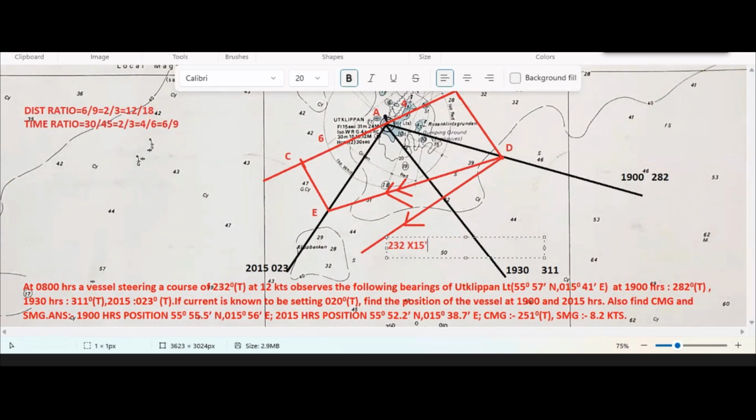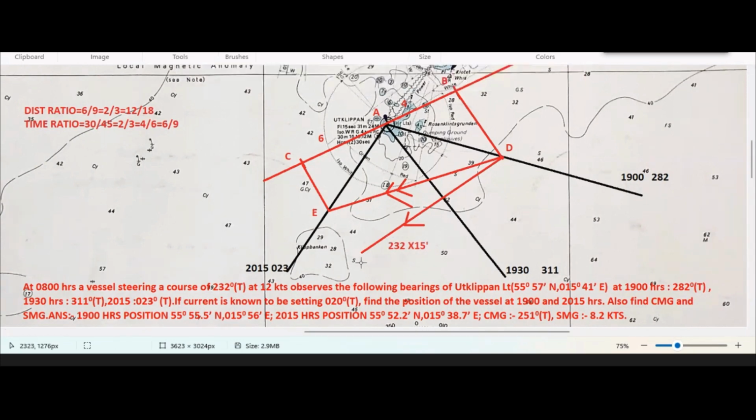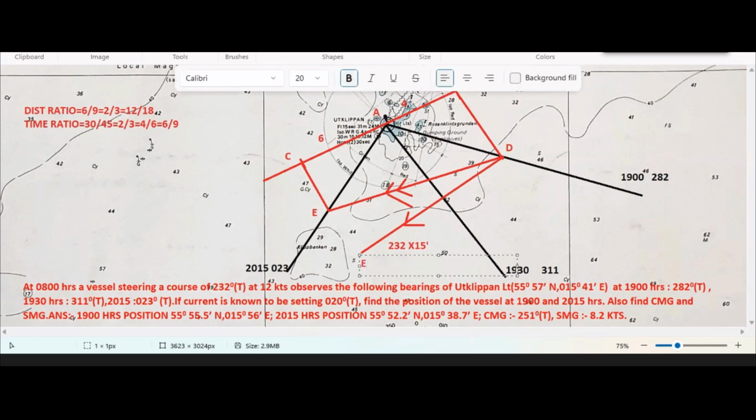Now from the D point, draw the CTS 232. Because the time interval between the first and third is 1 hour 15 minutes and engine speed is 12 knots, on the CTS you should cut 15 miles in 1 hour 15 minutes and get a point E. Sir, you have already used point E before. Take F. Okay, DF. So now DF is your 15 miles.